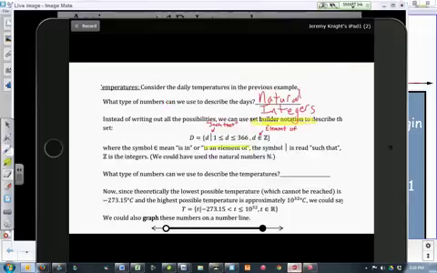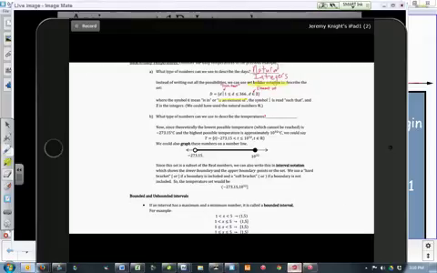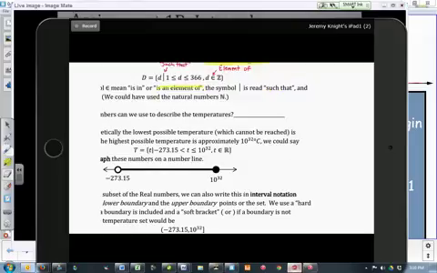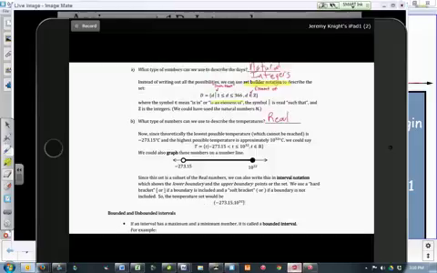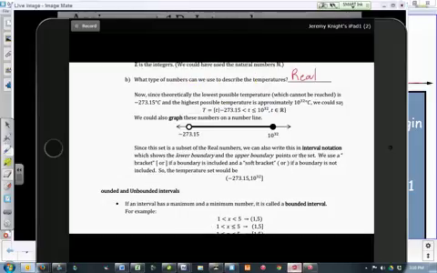We could also have said it's natural numbers as well. What type of numbers are the temperatures? Temperatures can be lots of different things. Temperatures are real numbers, because they can be decimal values. They could be pi, square root of 2, things like that. And so we're going to describe it like this.